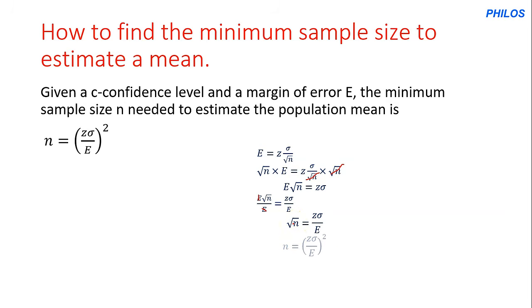Then you have n to be equal to, since you've squared both sides, this side will be affected by a square. So you have n equal to z times standard deviation over E all squared. So that's where we derive this formula from. You can also write it as n is equal to z squared times standard deviation squared divided by E squared. So let's take some questions on this.